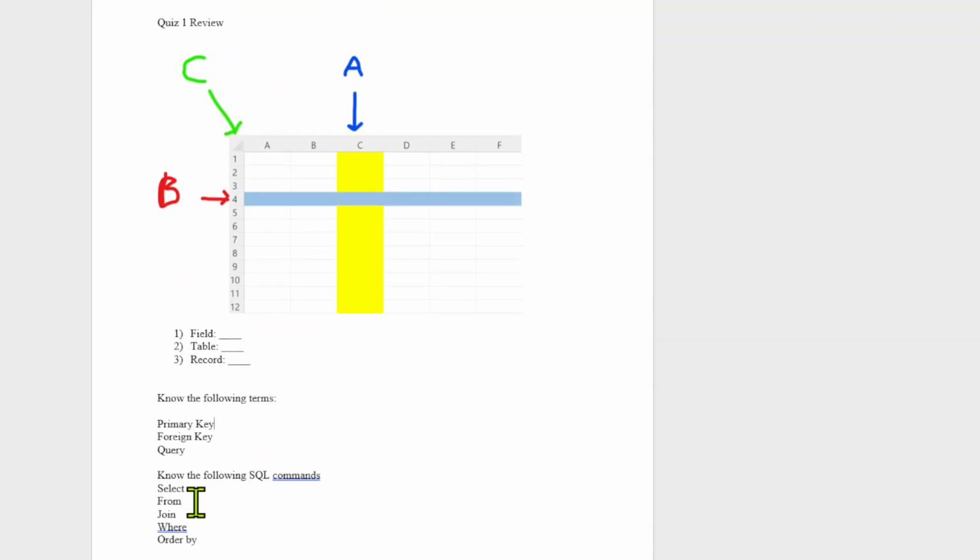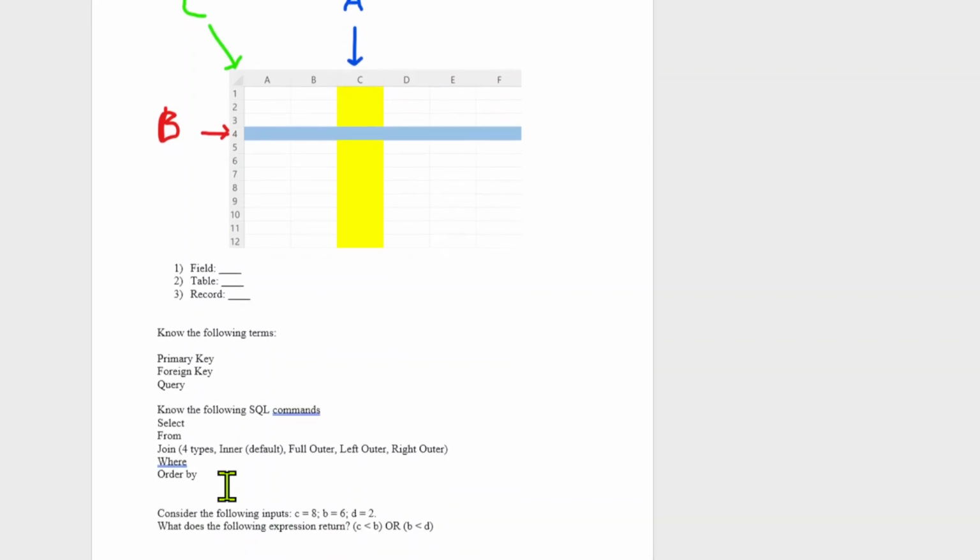Know the following SQL commands. These are the ones we've gone over in class so far: select, from, join, where, order by. Remember, this is the order they're in. Order is important. And with join, remember we have 4 types of joins: inner, which is the default, full outer, left outer, and right outer. Just know what those are and be able to identify them. And again, know the order things come in.